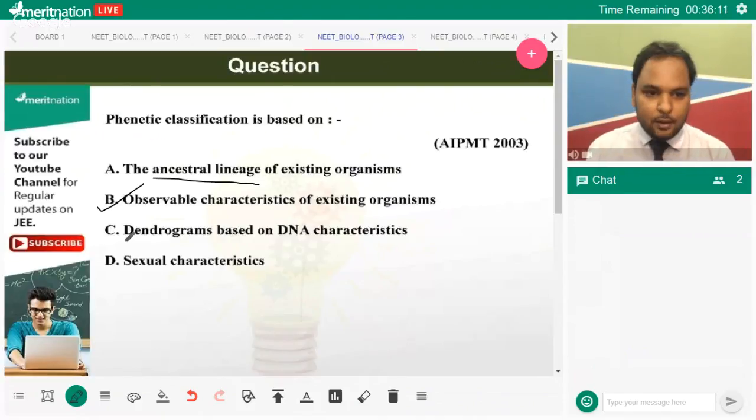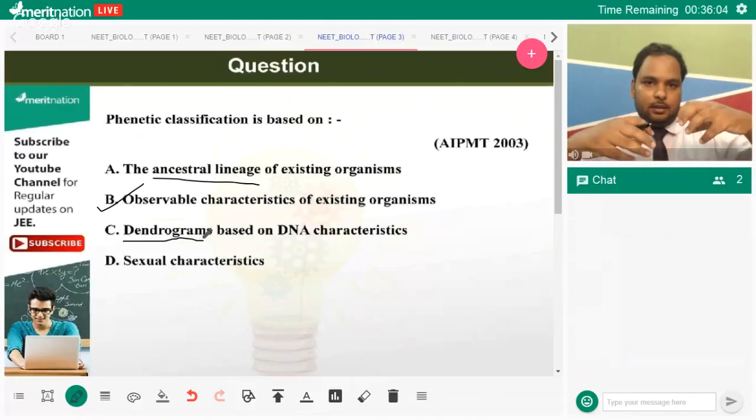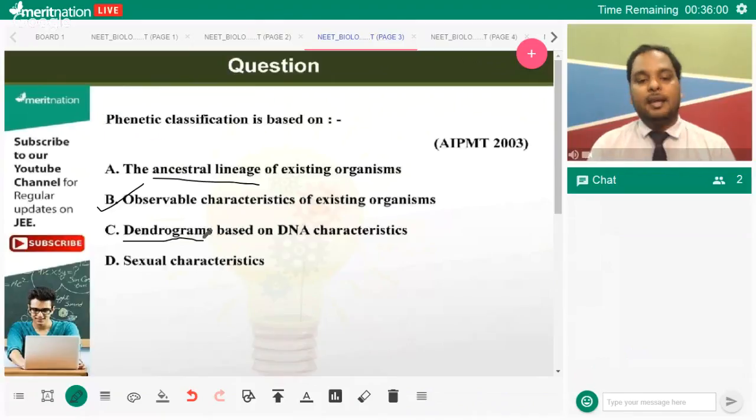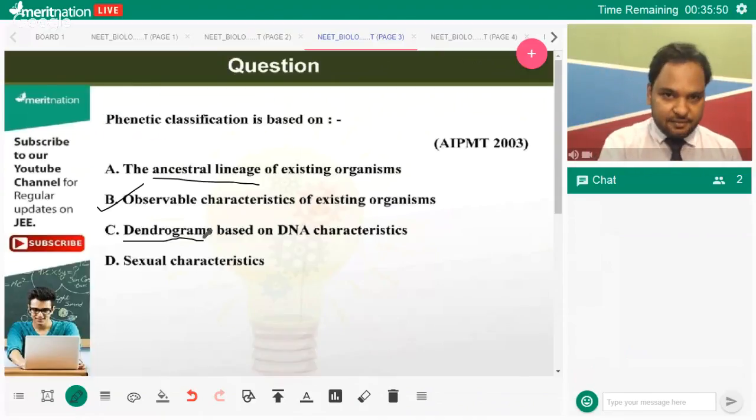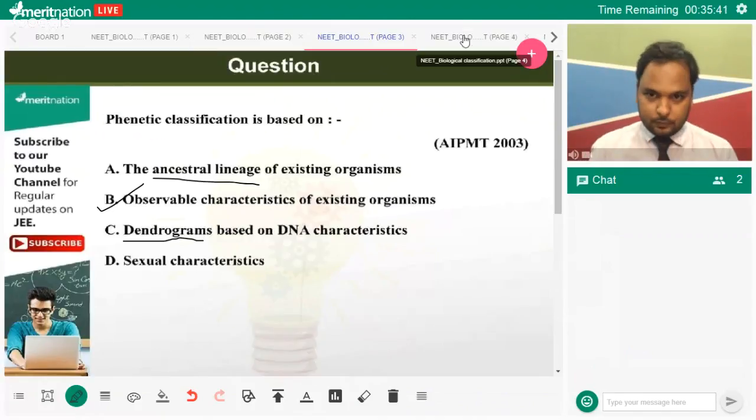Dendrograms. Now, let us see dendrograms. If you remember, that is your normal tree. You make that different life tree or evolutionary tree, that is called a dendrogram. So, hope everyone has understood this question. So you know the difference between a phenetic classification and a phylogenetic classification. Cool? Understood? Okay, great. Now, ready for the next question.